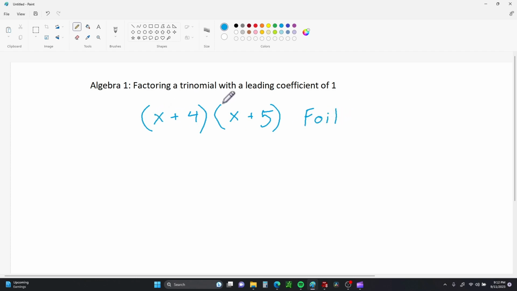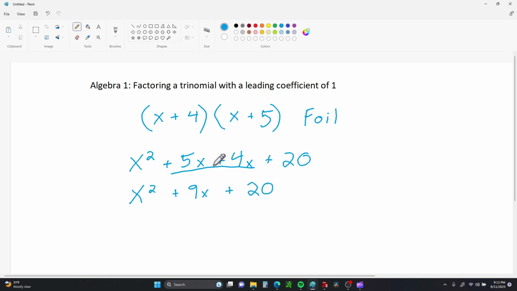So when I multiply the first terms, I get x squared. Then I do the outer terms, so x times 5, so that's plus 5x. And then I'm going to do the inner terms, which is 4x. And then finally, the last terms, 4 times 5 is plus 20. Now, in doing this, I'm going to combine the like terms in the middle here. When I do that, I get x squared plus 9x plus 20.